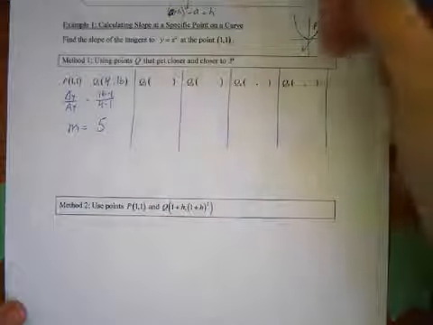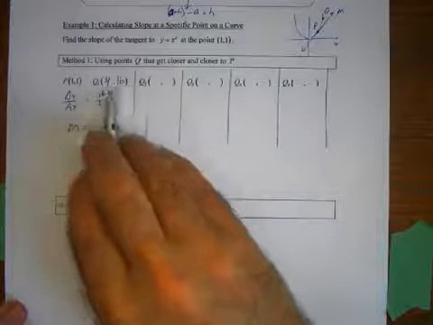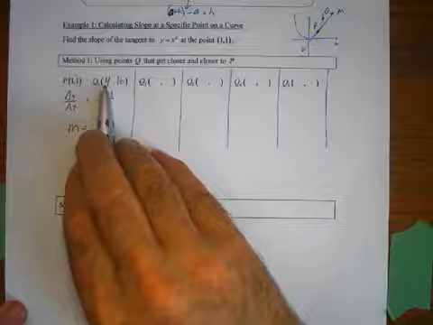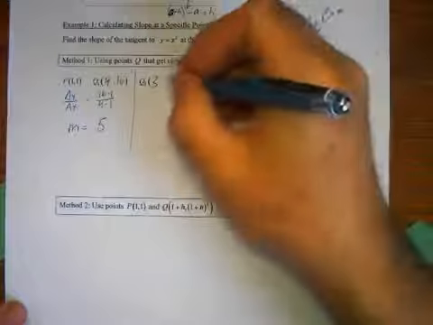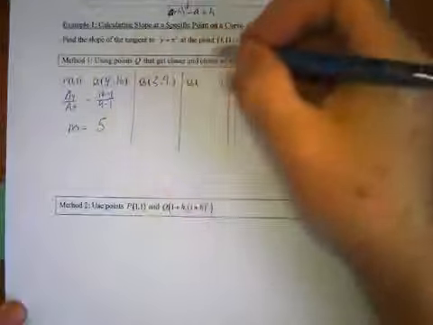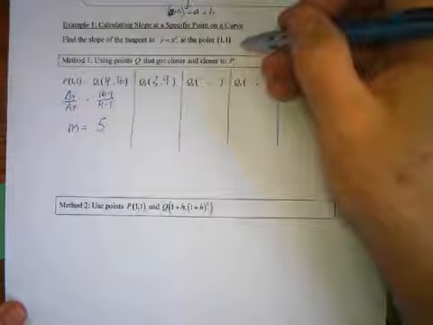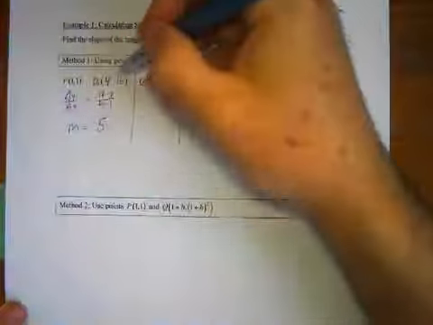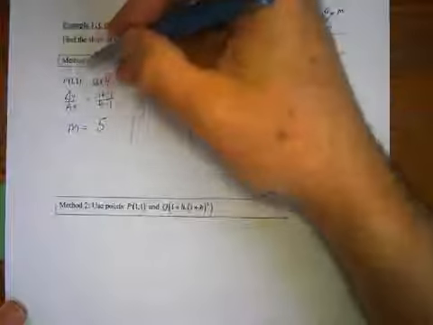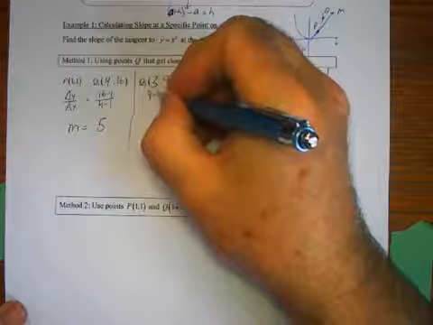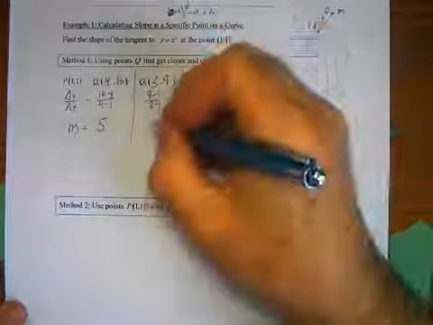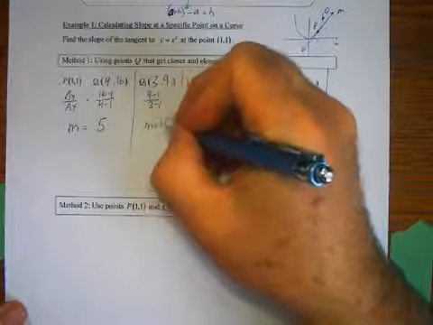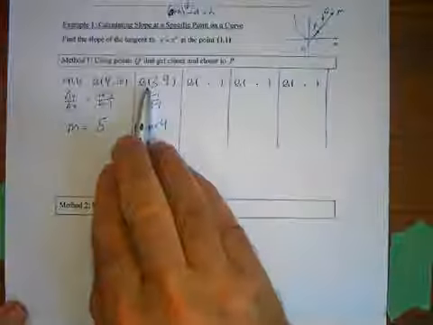If I move Q a little closer to P, remember P is at 1, and right now Q is at x equals 4. Let's try x equals 3. If x is 3, then y is 9. I do our delta y over delta x. We're not using the previous point, we're using Q2 and P, so 9 minus 1 over 3 minus 1, that's 8 over 2, so the slope is 4. You can see that by moving Q a little closer to P, our slope is decreasing.